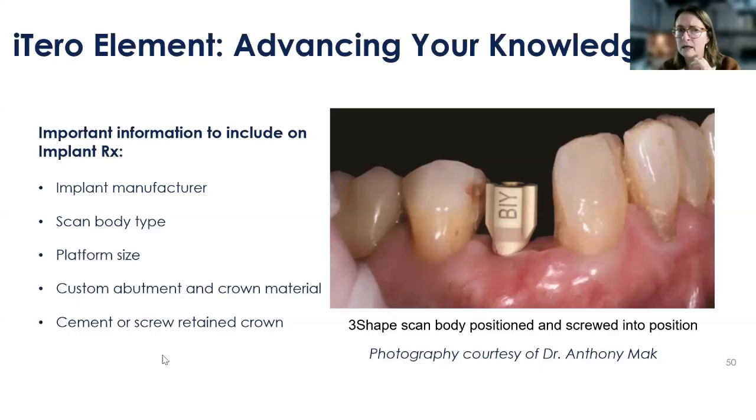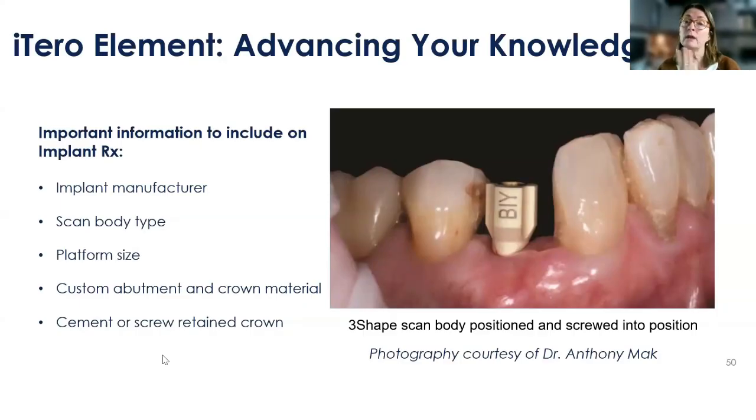What type of scan body you're using, the platform size, and of course, what type of custom abutment and what type of crown do you want? Specifically, letting us know if you want that cement or screw retained. And one other thing with the scan bodies I want to mention is if you have multiple scan bodies in a row, you want to alternate them.